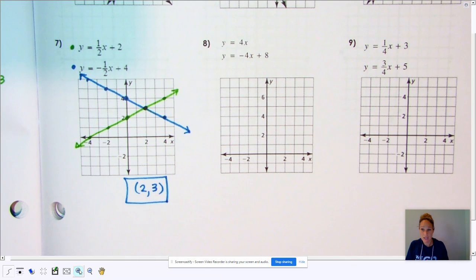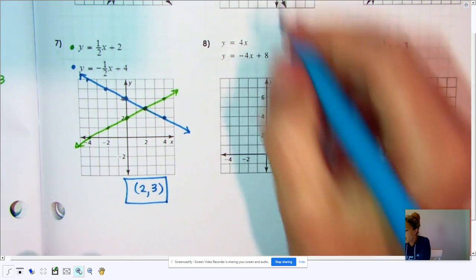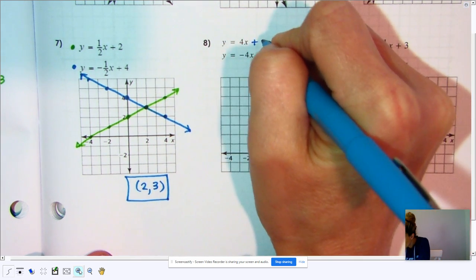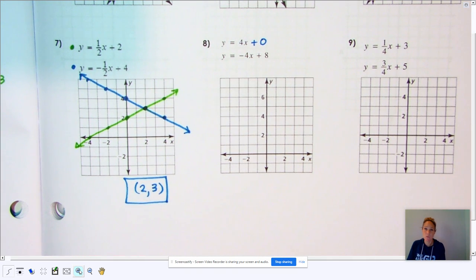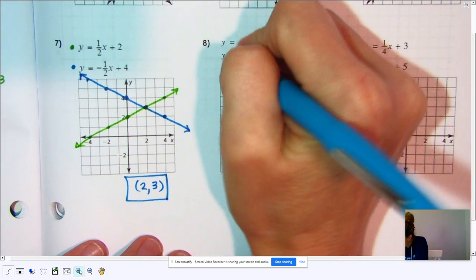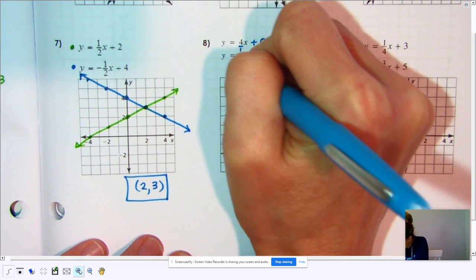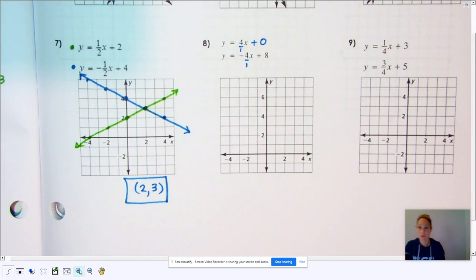We're going to skip number 8, but I know y'all can do it. So remember, if there's no number at the end, you can always write a 0. So this one would begin at 0 and then up 4 over 1. Remember, if it's not a fraction, you can always make it over 1. So you guys do that one on your own. We're going to look at number 9 together.